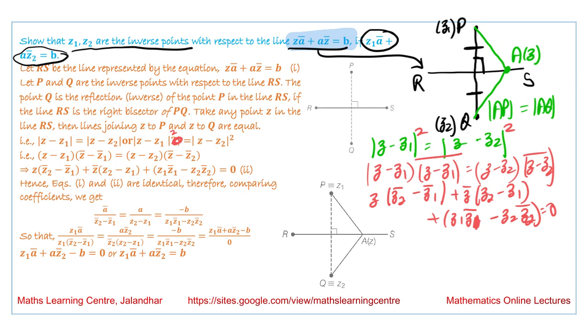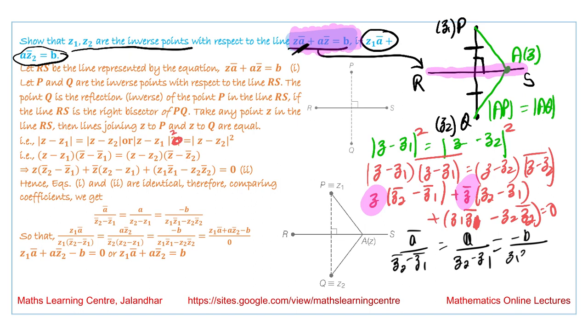This equation gives us the locus of the point Z. And we know that the equation of this line RS is given to be Z A bar plus A Z bar is equal to B. So both these equations should represent the same line, so their corresponding coefficients should be proportional. What we obtain from this is that A bar over Z2 bar minus Z1 bar should be equal to A over Z2 minus Z1, and should be equal to minus B over Z1 Z1 bar minus Z2 Z2 bar.